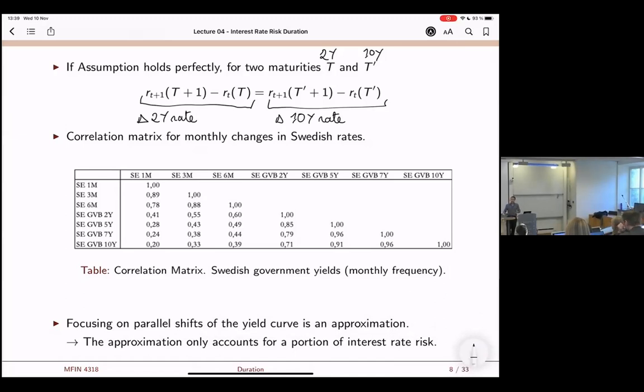So how do you test for that? Well, you look at different maturities and you can compute a correlation matrix. That's what you have here for Swedish government yields. You have the different maturities, and for each maturity, you look at the correlation between the change in the rate at this maturity and the change in rate at another maturity. Of course, as you know, this matrix is symmetric because the correlation between X and Y is the correlation between Y and X, so we only need to report the lower part. And of course, on the diagonal, all these coefficients are equal to 1. Now, if our approximation were exactly true, what kind of numbers would we find in this table?